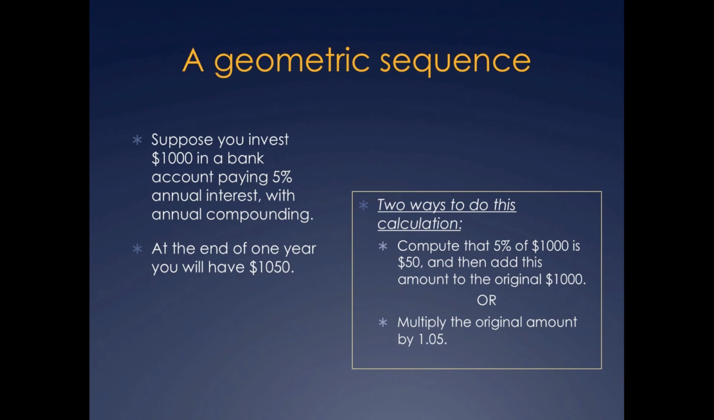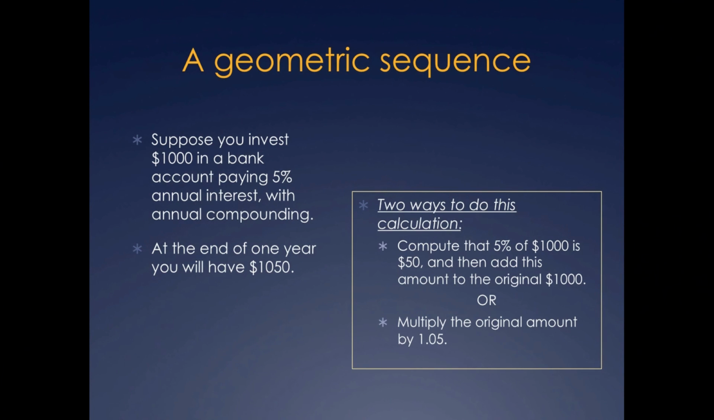Now, let's ask ourselves, how much will we have at the end of 1 year? Well, since it's 5% interest and we're just doing annual compounding, we're not doing daily or monthly compounding, you can just say, well, at the end of the year, I get 5% of my $1,000. That's $50. That's my interest. Of course, I also get to keep the original amount, $1,000. So the total is $1,050.